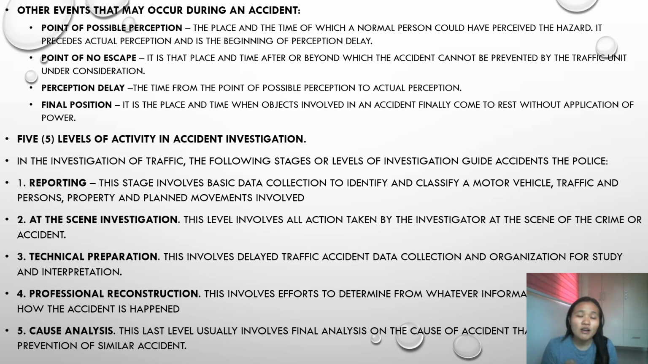So, yan yung mga levels of activity in an accident investigation. Reporting, syempre, scene, kung saan nangyari yung accident na yon. Technical preparation, yung pag-collect ng mga evidence or ng data. Professional reconstruction, dito nila i-determine or kailangan nilang i-reconstruct yung aksidente na yon para malaman nila kung paano ba nangyari yon. And last, cause analysis. So, i-analyze na nila.